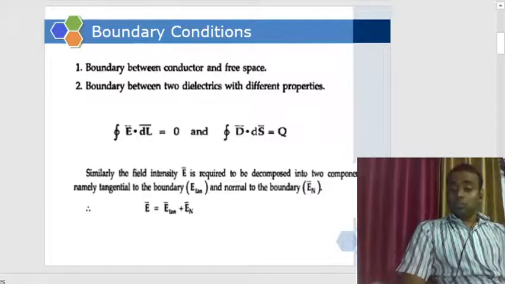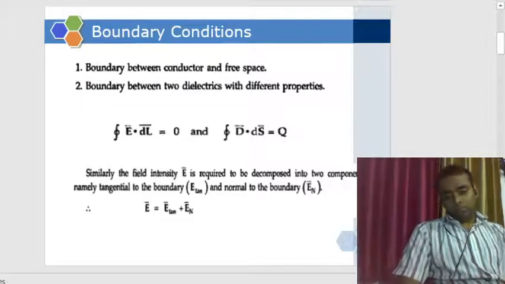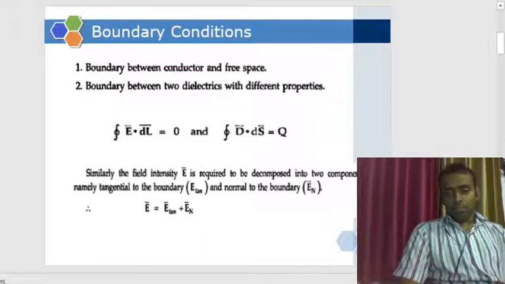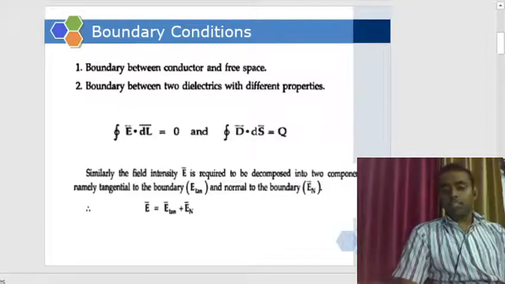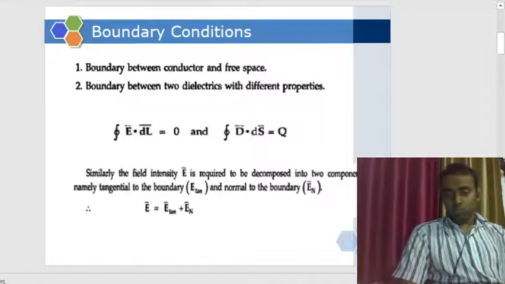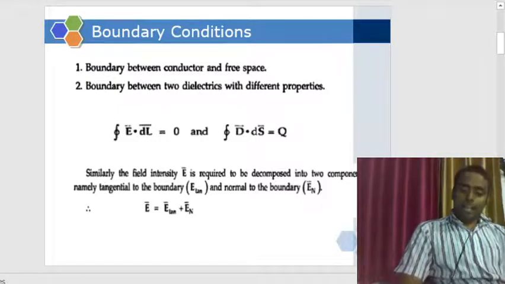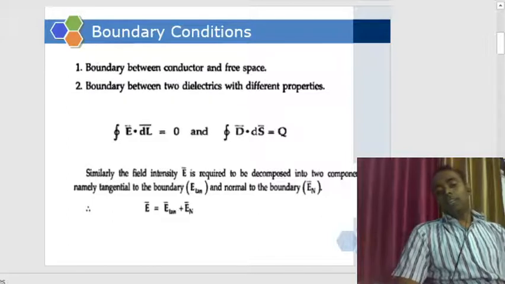The important thing we should keep in mind is that we'll be using two laws. The first one is Gauss law, which says the surface integral of flux density is equal to the charge, that is, the surface integral of D dot dS is equal to Q. This is my Gauss law. And the other is the line integral of E dot dl is equal to 0.